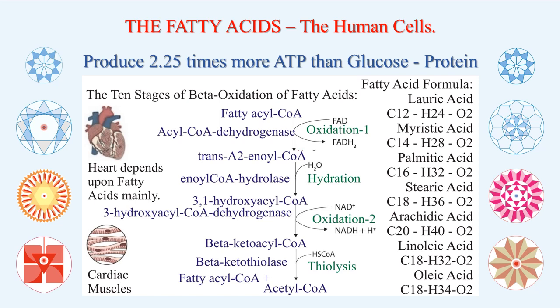Now, beta oxidation also goes through a process of 10 stages. Fatty acid, as you can rightly see in the middle: FAD oxidation to FADH, then hydration, water is put in again, then NAD to NADH, another oxidation, that's oxidation number 2, then thiolysis.